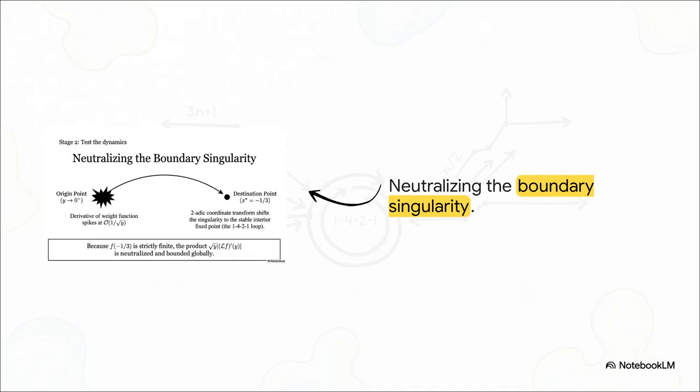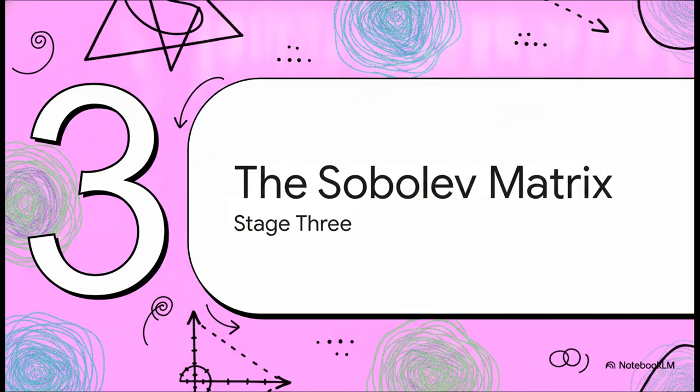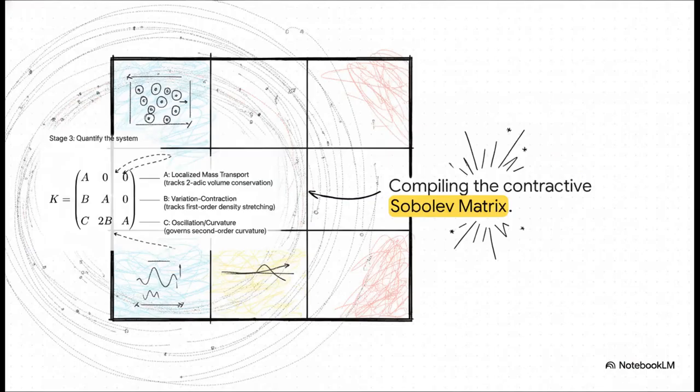Because the function at -1/3 is strictly finite, that terrifying boundary spike is entirely neutralized. Okay, stage 3, the Sobolev matrix. Now that our boundaries and our dynamics are totally rock solid, we need to quantify the system to compute its spectral properties. We do this using a beautifully structured 3x3 block triangular majorant matrix, which we'll call K.